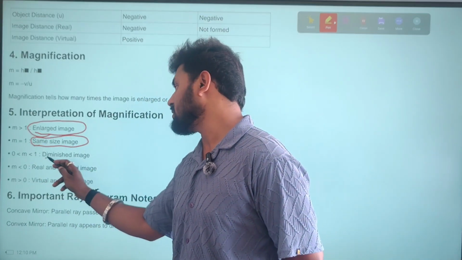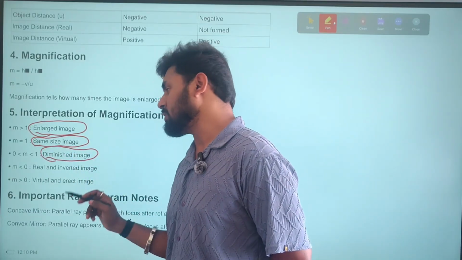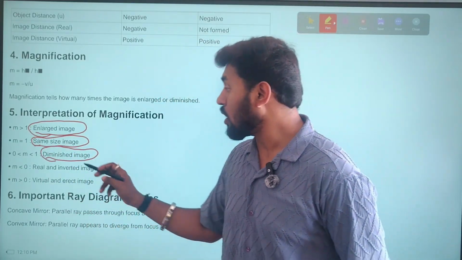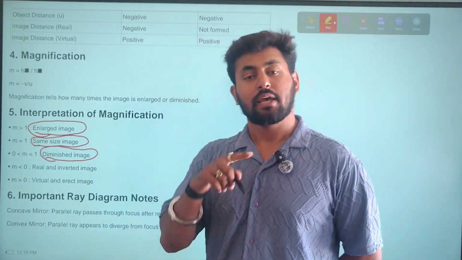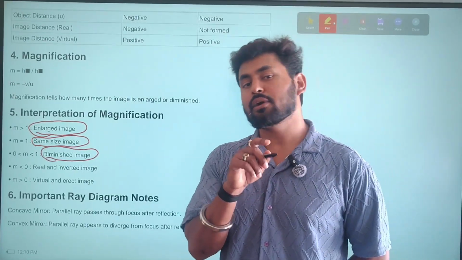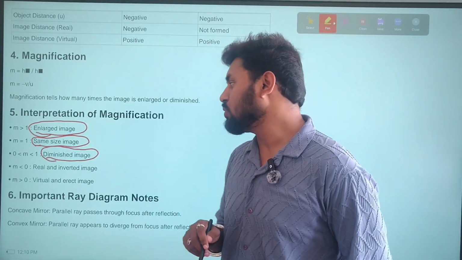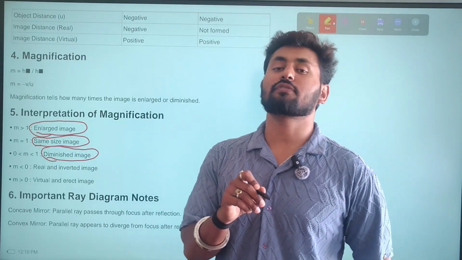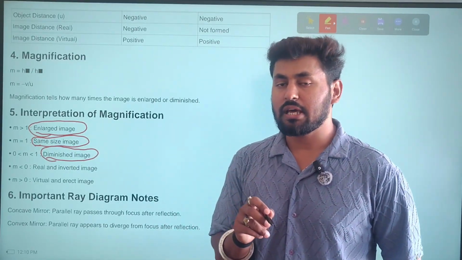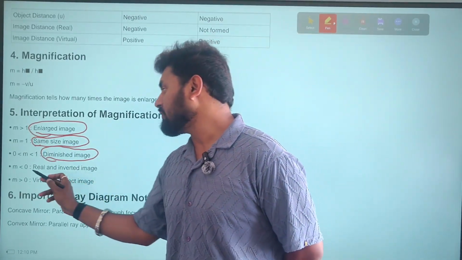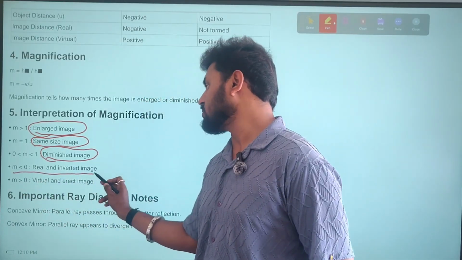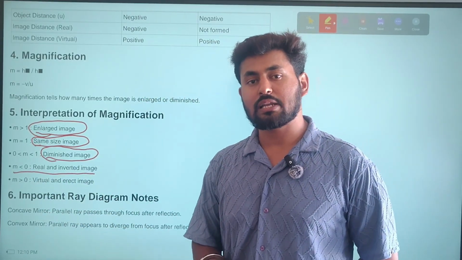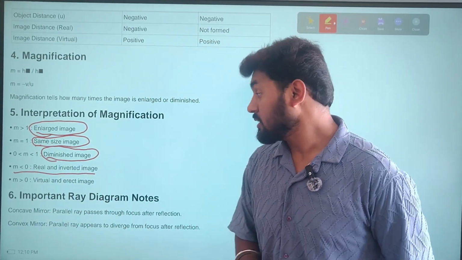Now moving on, if the magnification is greater than 0 and less than 1, then it is called diminished. The word diminished I have already explained in the first video of mine. Kindly go and check what it means. And I already told you, whenever there is a formation of real image, magnification will always be less than 0.